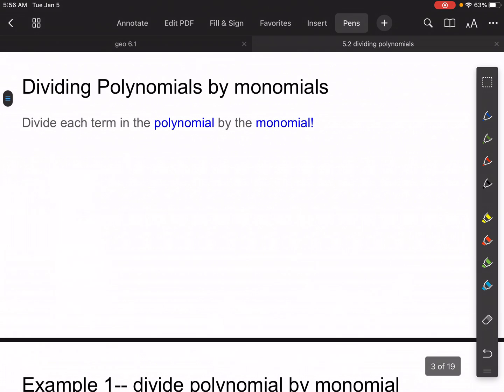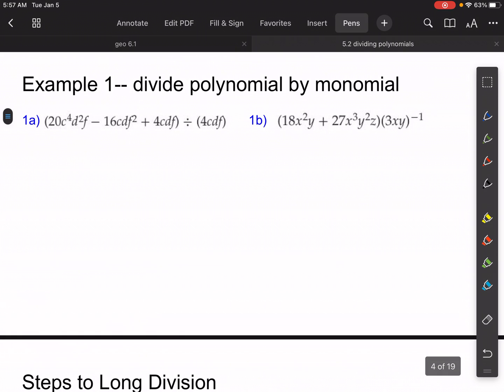First of all, dividing polynomials by monomials. All you have to do is divide each term in the polynomial by the monomial. So if you see that you're dividing by one term, one monomial, the division is pretty simple. Let me show you. Like in example 1a here, and again I encourage you to fill out your notes and do this along with me. What you're going to do is take each piece in the polynomial and divide it by this monomial. So we're going to divide each piece by 4cdf.